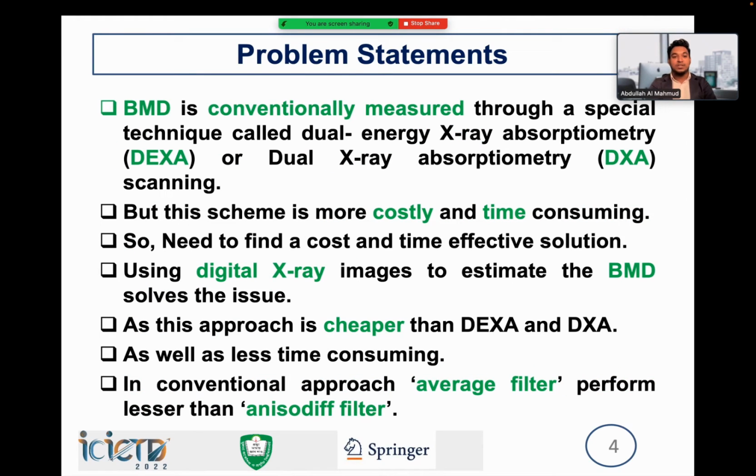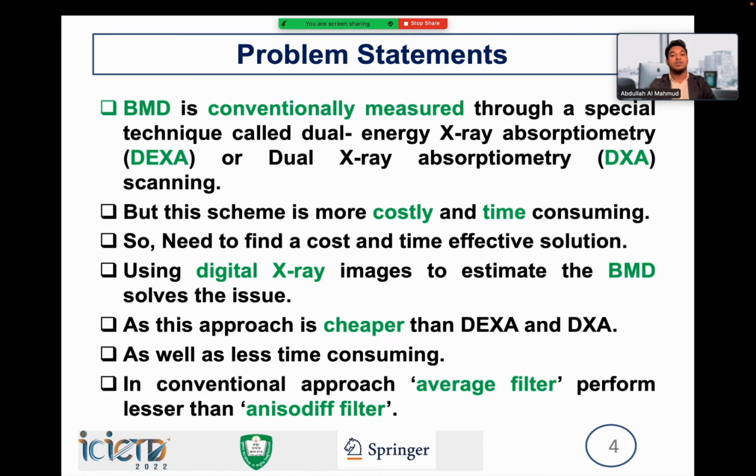Problem statements. BMD is conventionally measured through two schemes called DEXA or DXA. But this scheme is more costly and time consuming as well. So we need to find a better solution. Using digital X-ray images to estimate the BMD solves this issue. Why? Because this is much cheaper than DEXA or DXA.